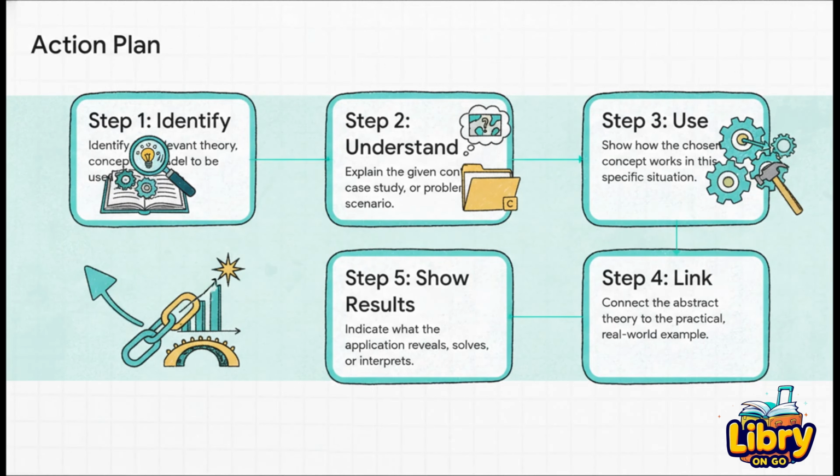Step 1, identify. First things first, you've got to know exactly which theory or concept is your tool for the job. Step 2, understand. You need to really dig into the specific case study or problem they've given you. Step 3, and this is the main event, use. This is where you actually apply the theory. Step 4, link. You have to explicitly connect the dots between that abstract idea and the real-world details. And finally, Step 5, show the results. What's the takeaway? What new insight or conclusion can you draw now? This is the so what part of your whole analysis.